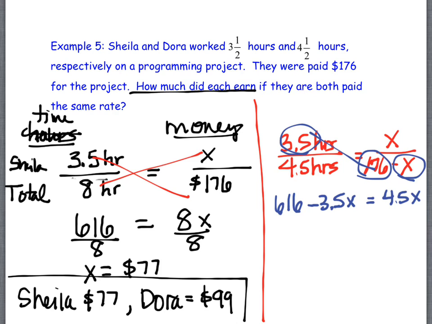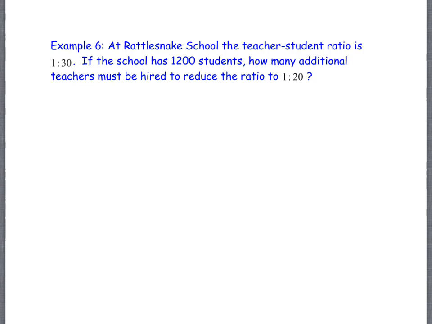Would it matter which one you did, 176 minus X? No. Yeah, you could just as easily have let Dora have the X down here and do the 176 minus X on top. That'd be fine. You just have to make sure that at the end you say which one did what. So you can't just say 77 and 99. You have to say who made what. So that's part of the identifying of your answer. Okay. Any other questions? Okay, let's take a look at one more.